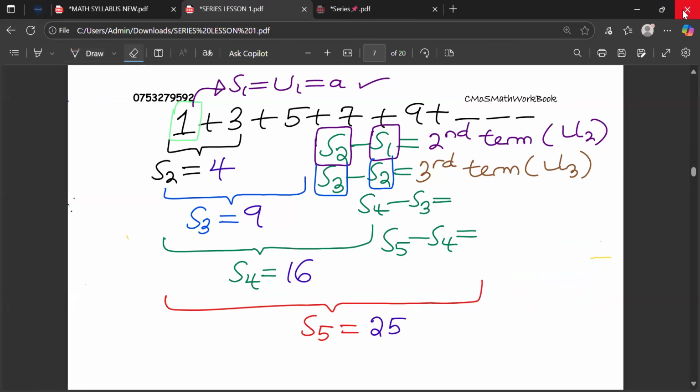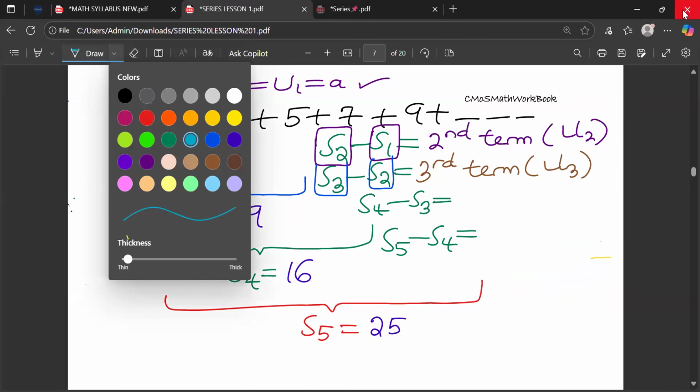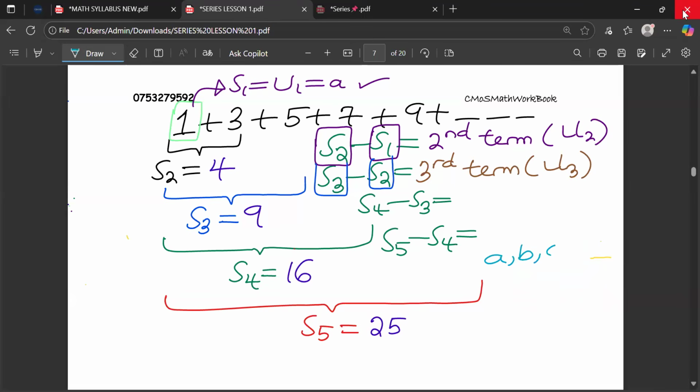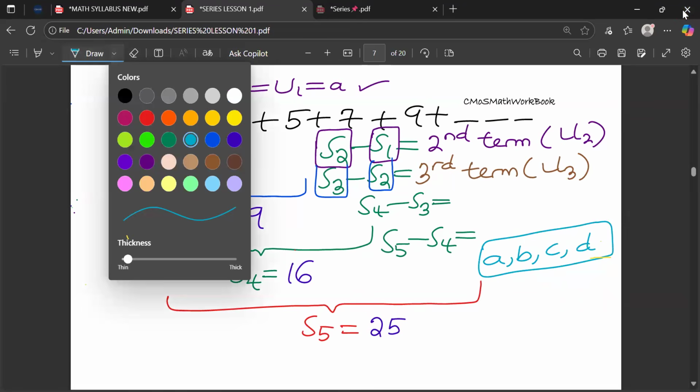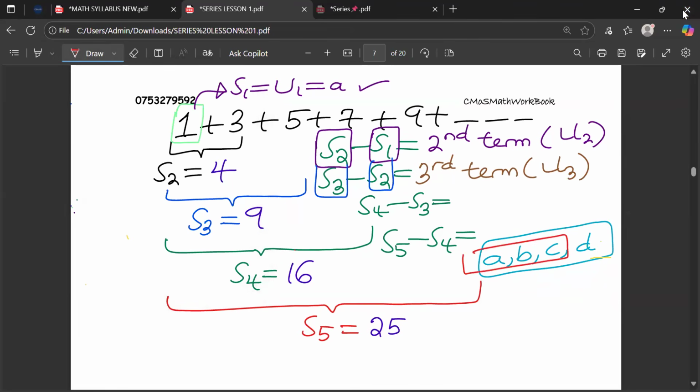Here they are talking of the sum of the first four terms. Like you're having your four terms, A, B, C, and D. You have the sum of all the four. You get the point? And then you come and remove the sum of the first three. Do you see that you're going to remain with the fourth term? So I come and write the fourth term. Then we go to another one.